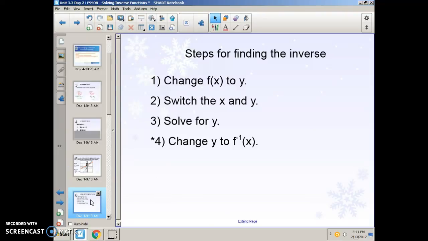Alright, so here are your steps for finding the inverse. Yes, I know, it doesn't make sense right now. Pause, write it down, get it copied, and then I will explain it as we go through the next ones. Okay, so pause here.